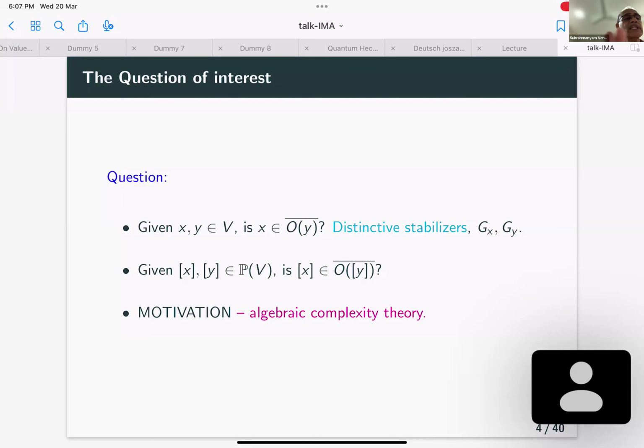So the motivation for us is from algebraic complexity theory. I hope there are no questions. So is the problem of interest clear? Could I go ahead, or are there questions right here? No? Then I'll just go ahead.